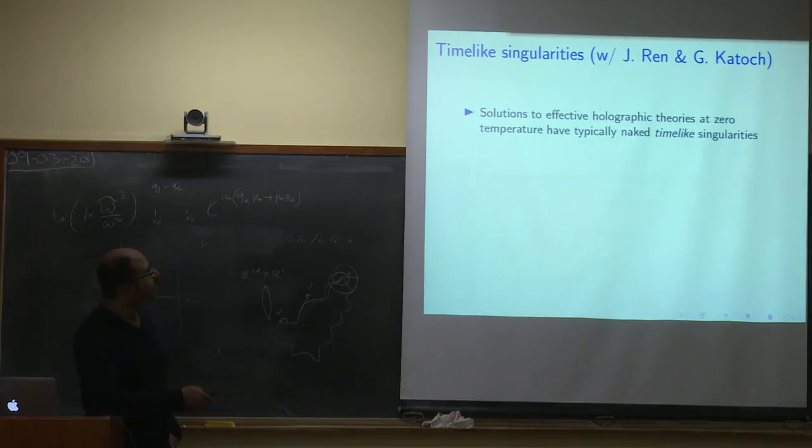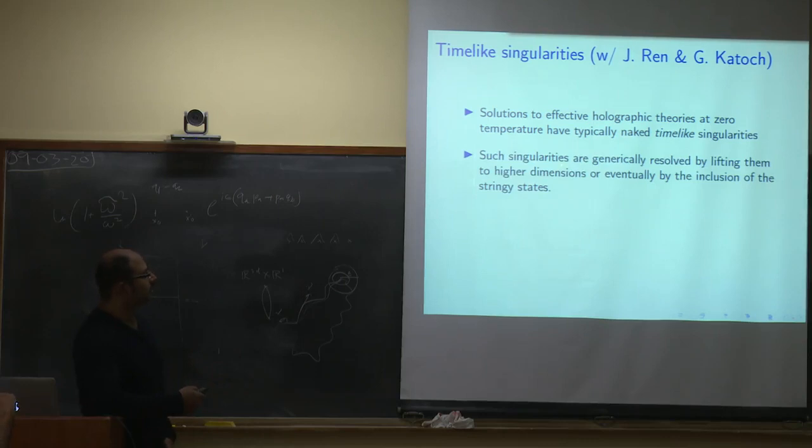What I wanted to talk about today is a recent work, which is regarding time-like singularities. The reason we looked at this is because our collaborator works a lot on holographic theories of condensed matter systems, holographic descriptions. Solutions to such effective holographic theories at zero temperatures typically have naked time-like singularities. You can see this in many AdS/CMT systems. And the folklore is that such singularities are generically resolved by lifting them to higher dimensions. So not in the effective theory, but in full string theory they are not singular, or by eventual inclusion of stringy states or branes.